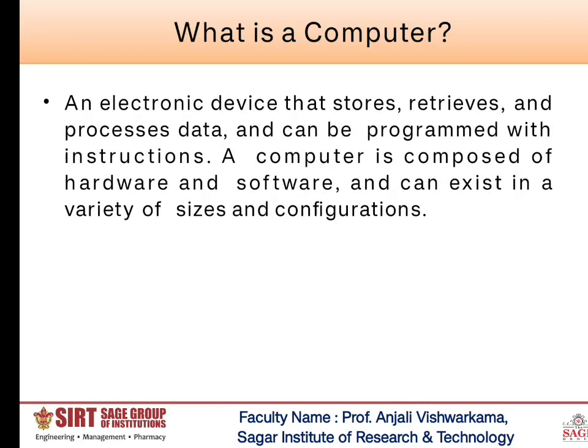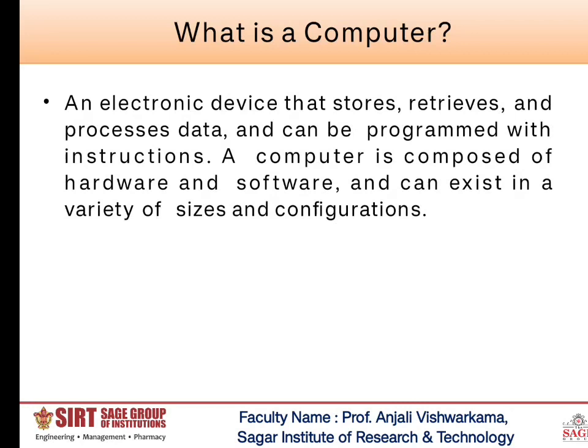Now, the next definition of computer: we can say that it is an electronic device which cannot work without electricity. We can also say that it is used to convert data into information. It means if we have some data and we want to make it useful, then we arrange the data in some form, so it becomes information.